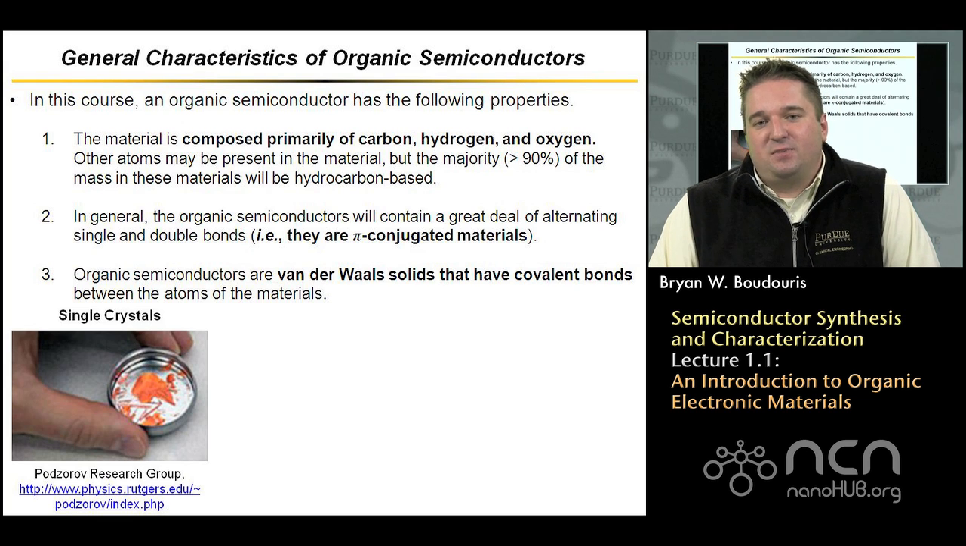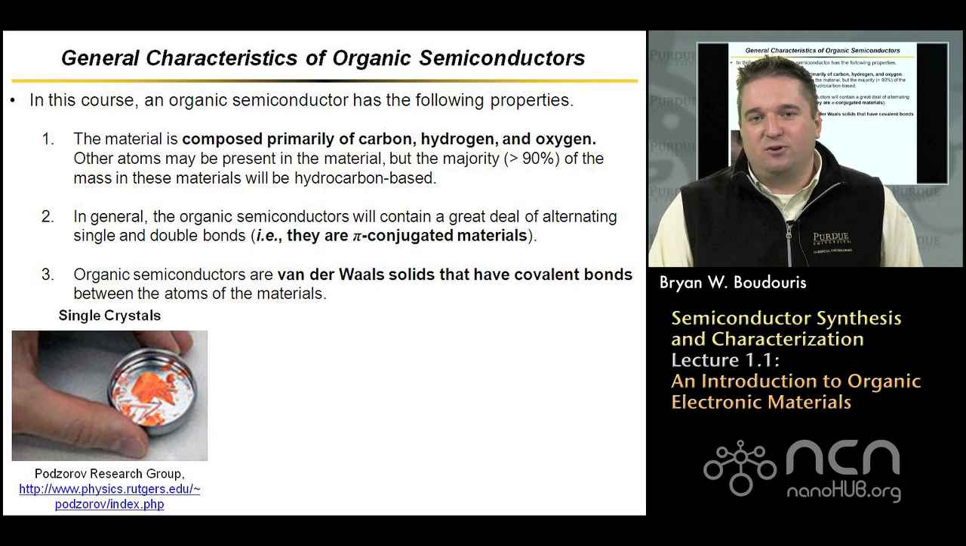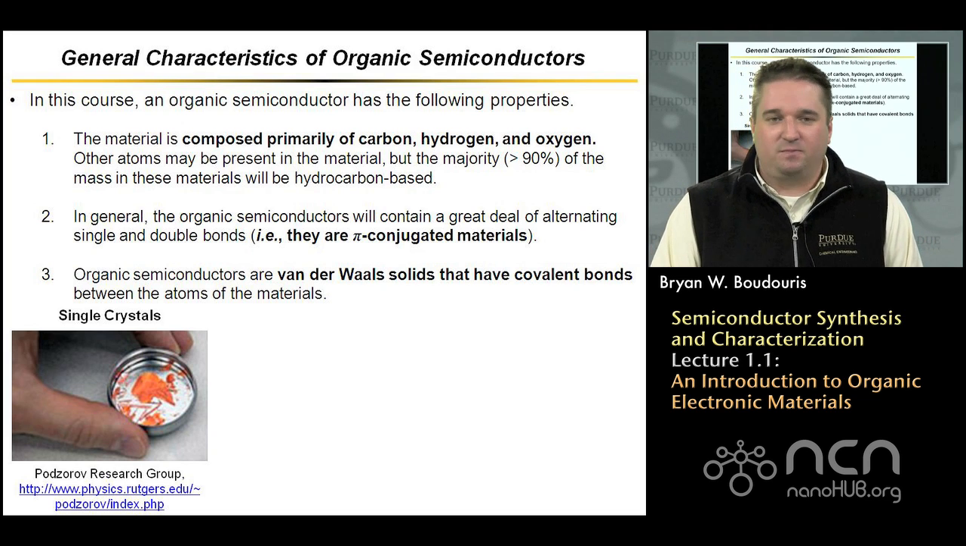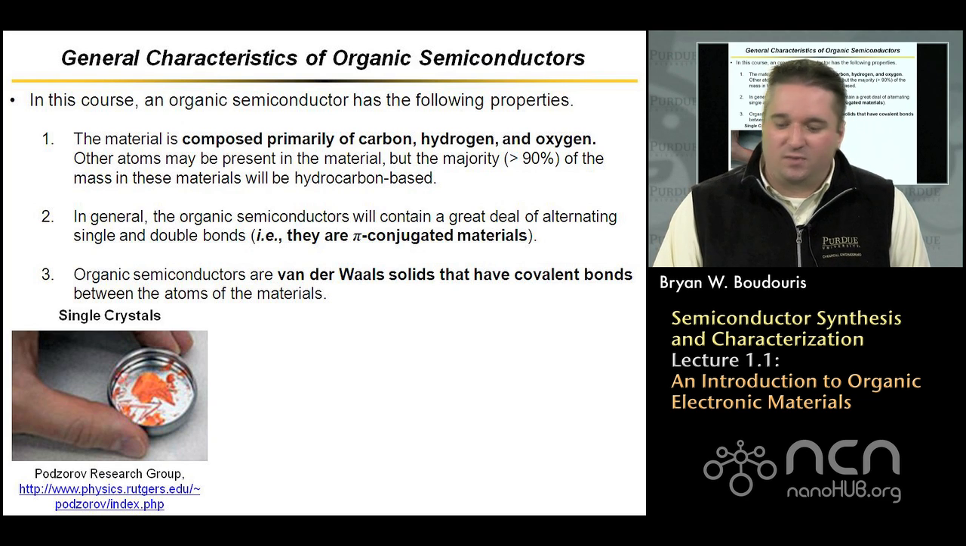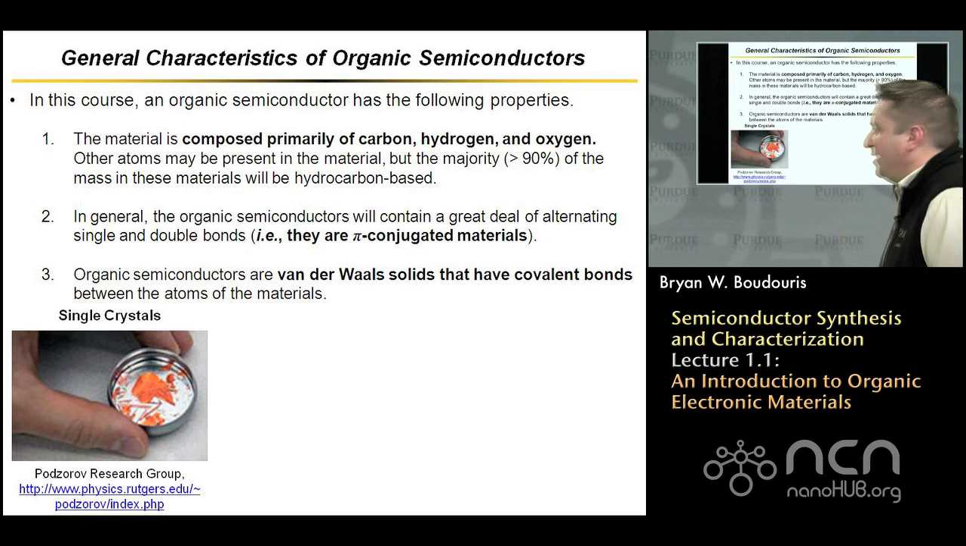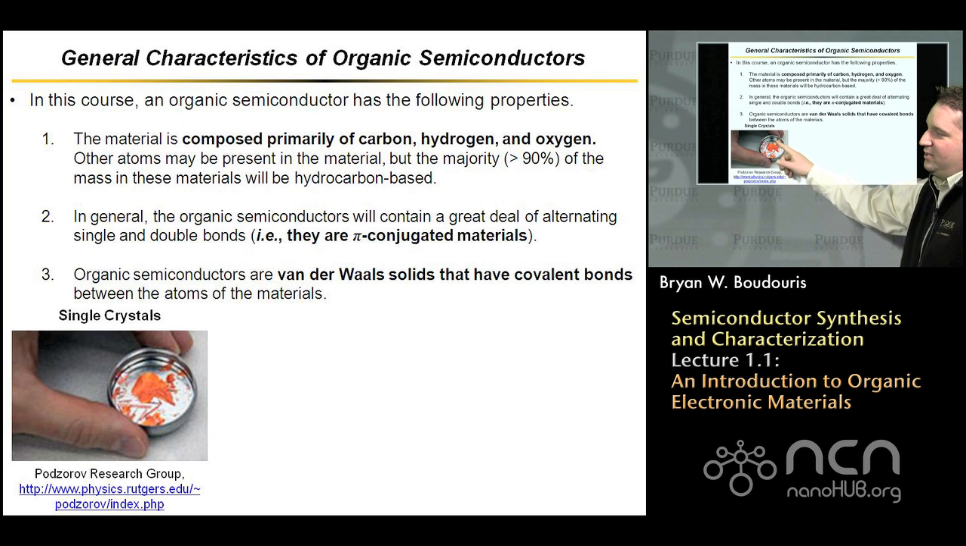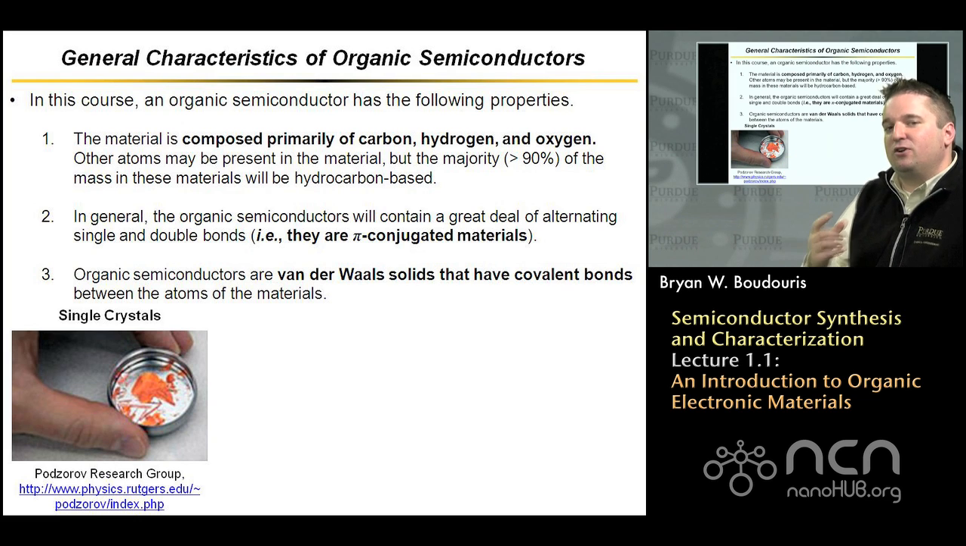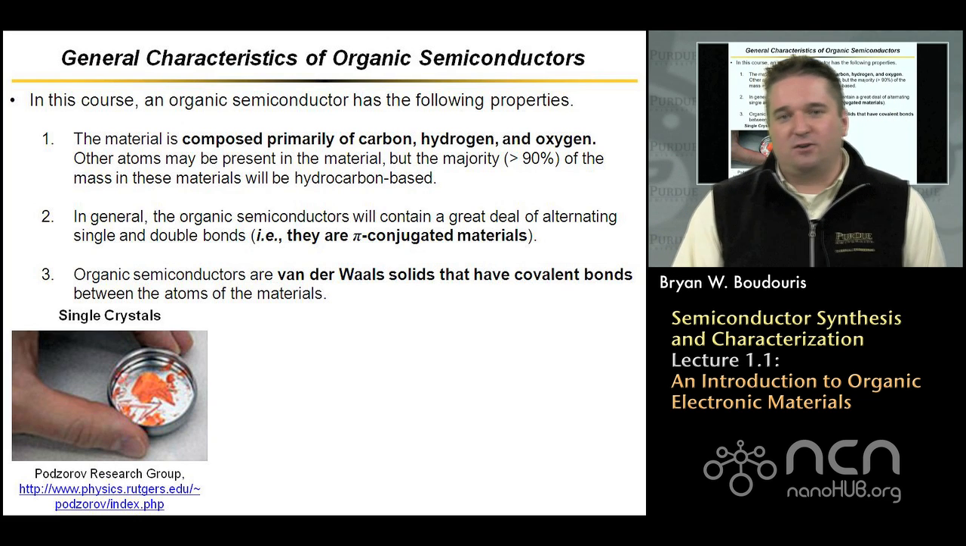And in these organic semiconductors, I'll show you three different examples. The first is where we have single crystals of the organic semiconductor. So here's an image from the Podzorov Research Group at Rutgers University. And what you see here is a semiconductor that's actually the size of roughly a 3 centimeter by 3 centimeter wafer. Okay? That's a single crystal of an organic semiconductor.